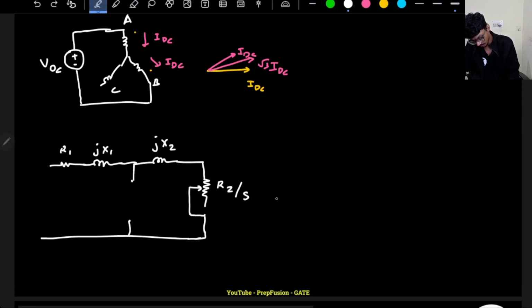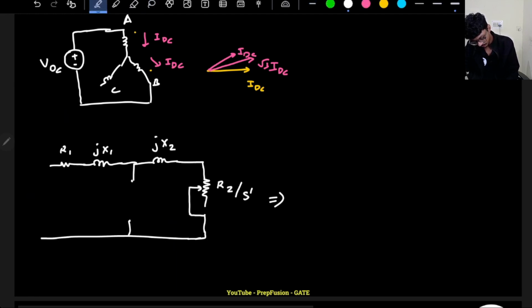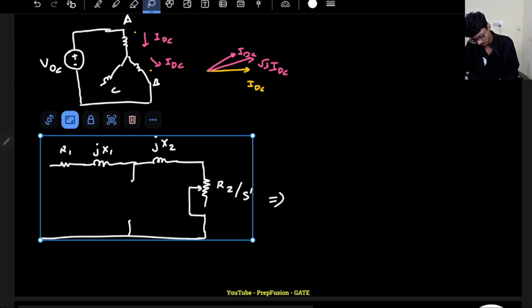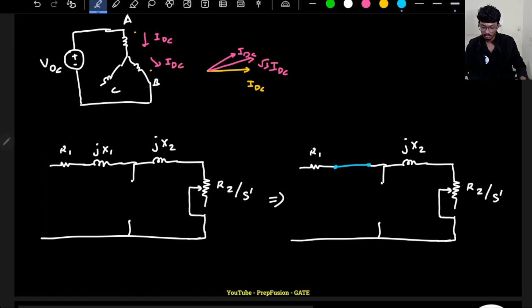So I will convert this circuit and write it over here. This will be S prime. This will be short circuit. This x2 will be still there because the rotor still feels that it is getting an AC supply, right? So this is still a fictitious value.